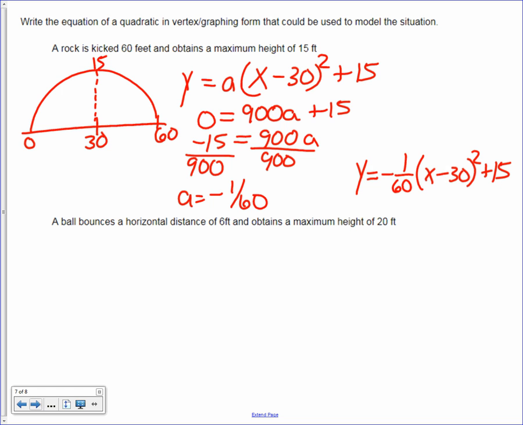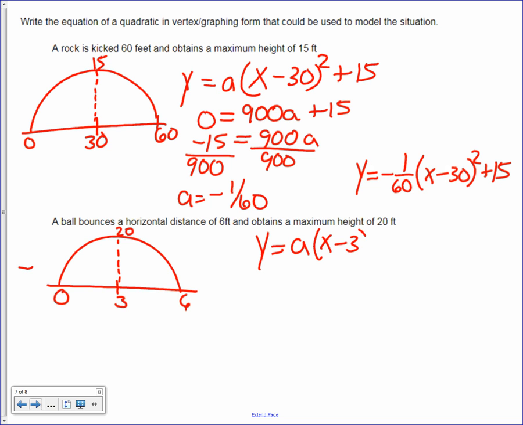For the second one, it says a ball bounces a horizontal distance of 6 feet. So now I know my total is going to be 6. Start at 0. This will be 3. Got a height of 20. So my first equation is y equals a times x minus 3 squared plus 20.